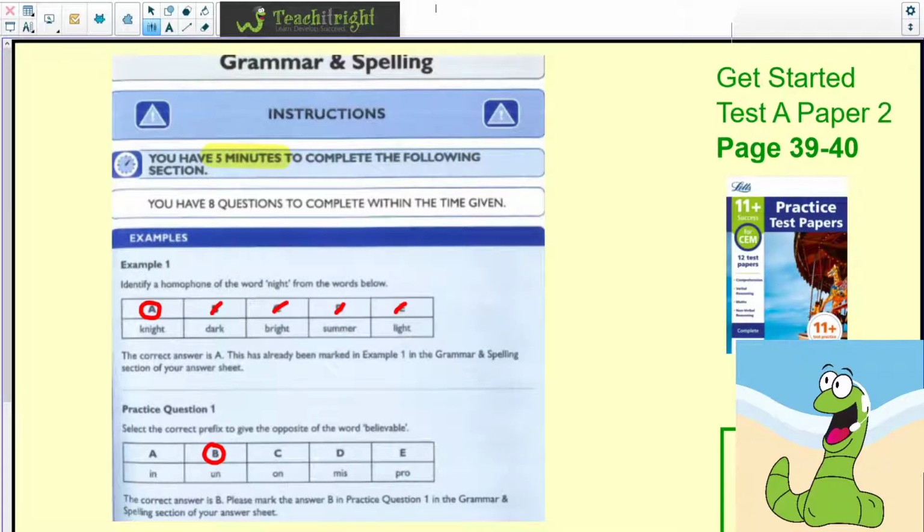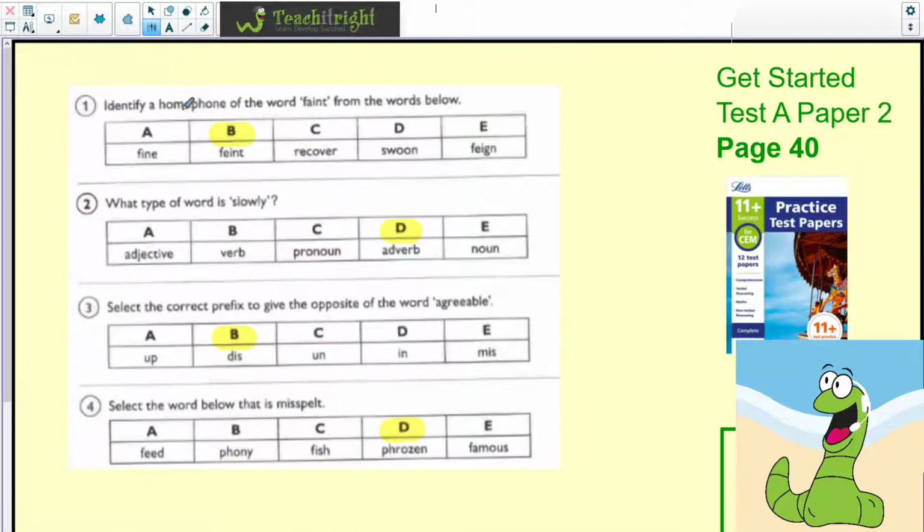So pause the video at this stage, time yourself for 5 minutes, and then once you've done, if you want to check them straight away, you can have a look down through the answers I'm going to reveal. So let's have a little look at the answers. Identify a homophone of the word faint from the words below. So there we are. There's the homophone, feint.